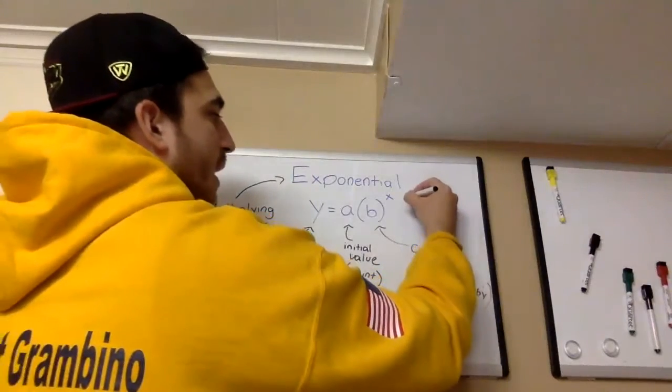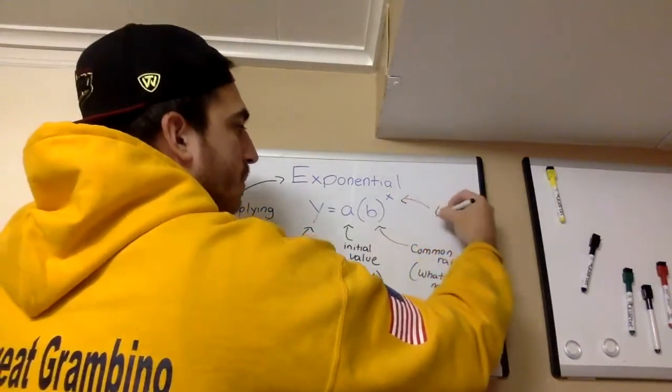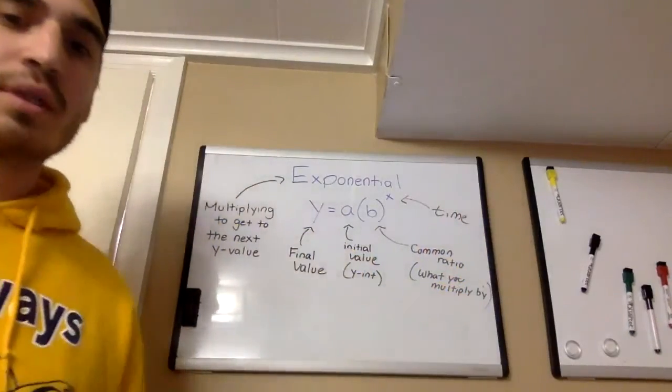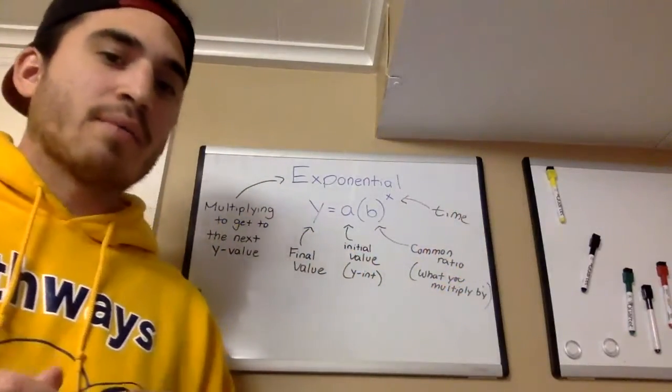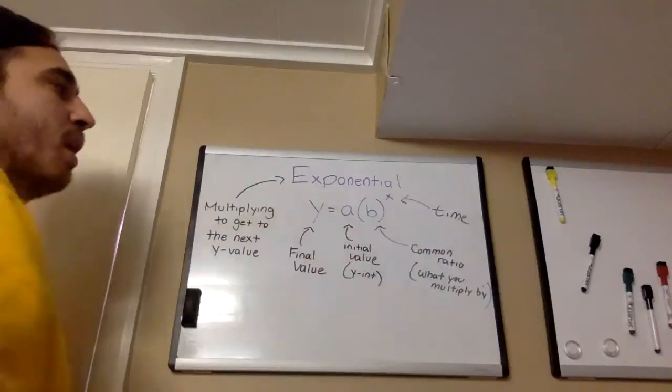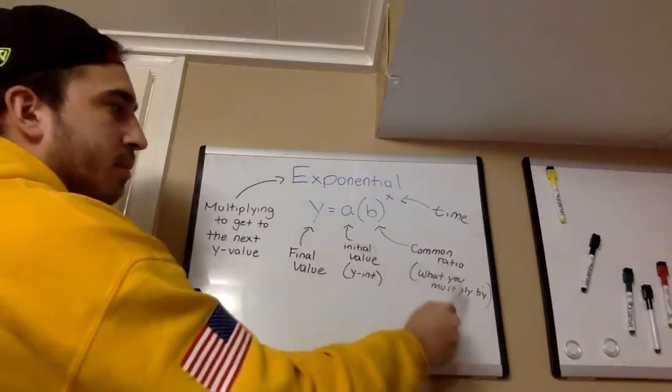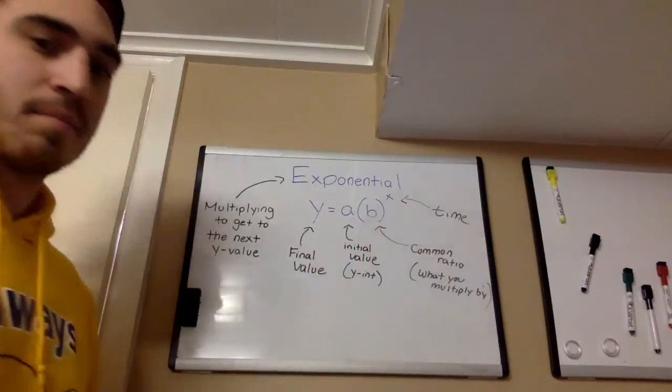And then lastly, your x is just going to be your time. So in the problem, let's say after 7 years or something along those lines, that would be your x value. So this is the general form of an exponential. You have your final value, your initial value, your common ratio, and your time.